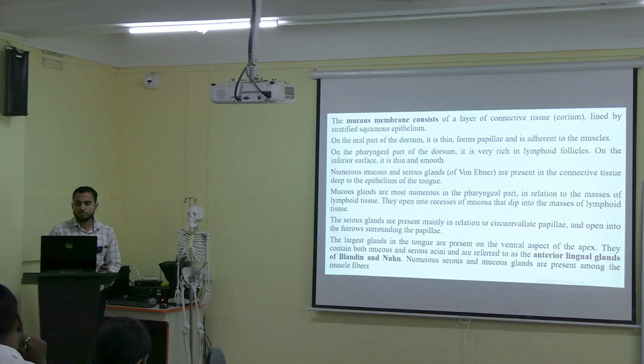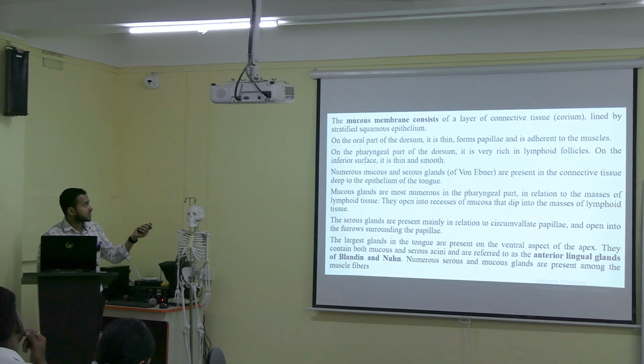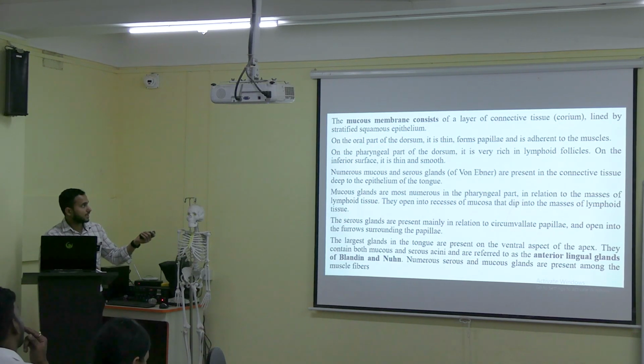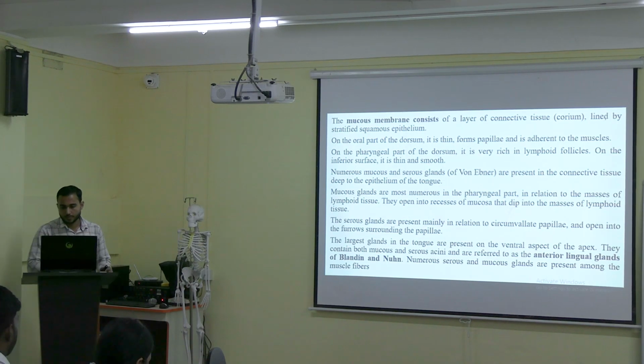The mucous membrane consists of a layer of connective tissue that is lined by stratified squamous non-keratinized epithelium. So the lining epithelium inside the whole oral cavity is stratified squamous non-keratinized epithelium. Next, on the dorsum, it is thin and forms the papillae and is adherent to the muscles. The pharyngeal part is rich in lymphoid follicles. On the inferior surface, the lining epithelium is thin and smooth.